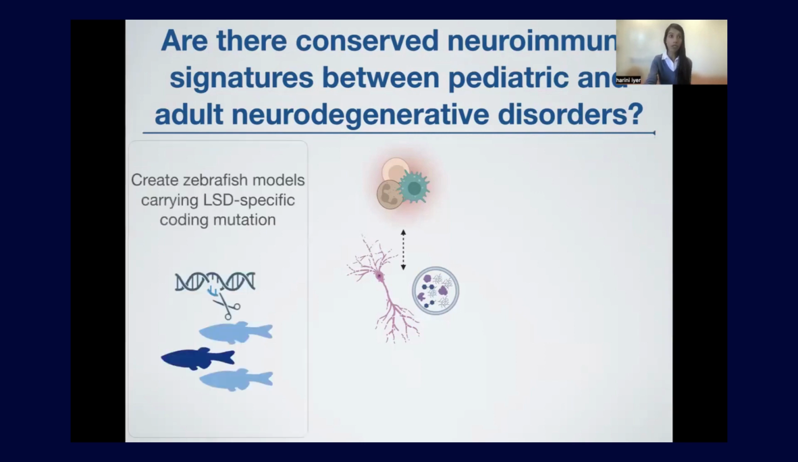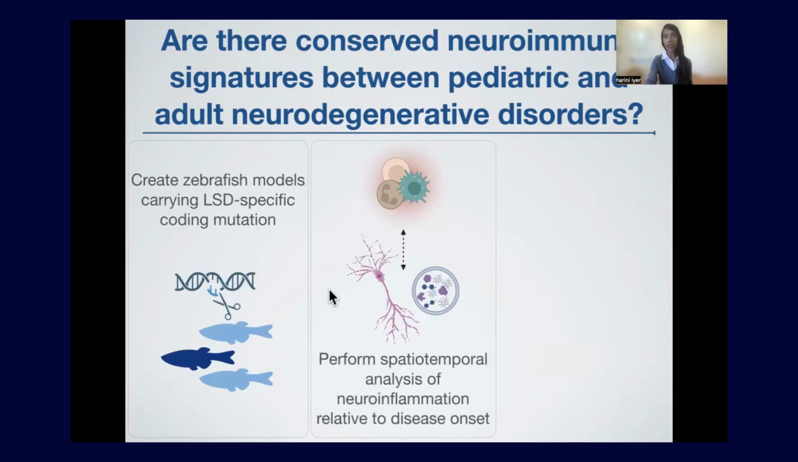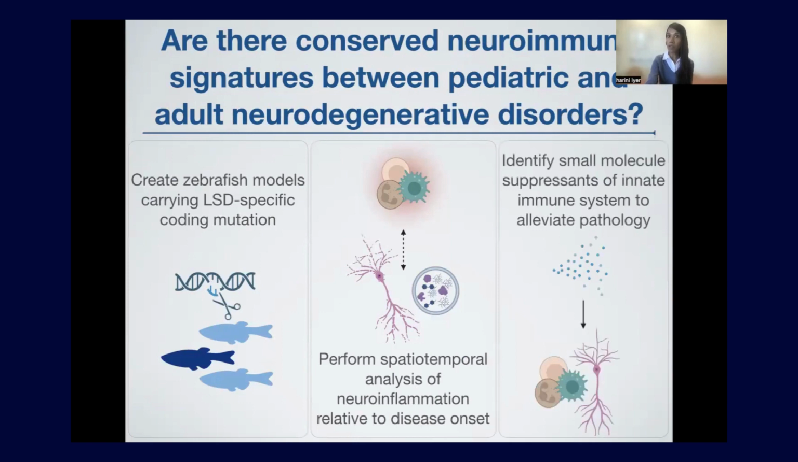Using zebrafish mutants for genes implicated in lysosomal storage disorders, members of my lab will perform spatiotemporal analysis of the onset of inflammation relative to neuronal and metabolic defects, and identify small molecules that alleviate disease pathology. Thus, these studies will illuminate the role of the innate immune system in lysosomal storage disorders.